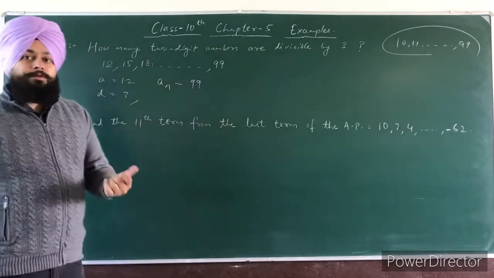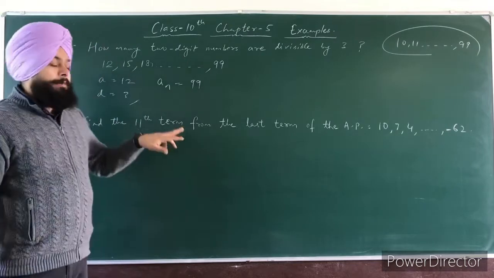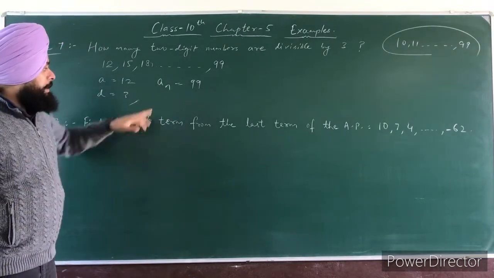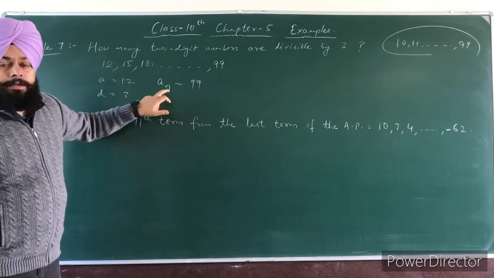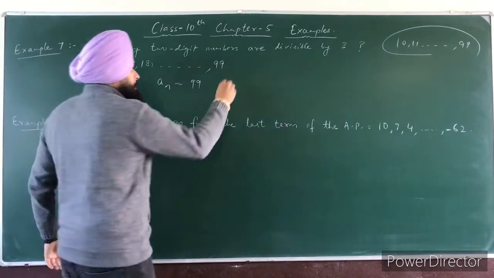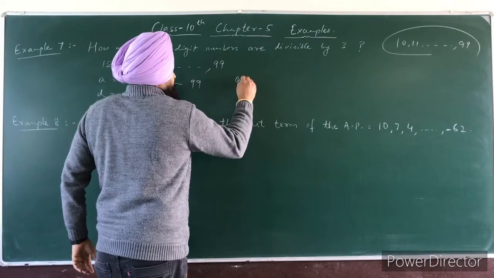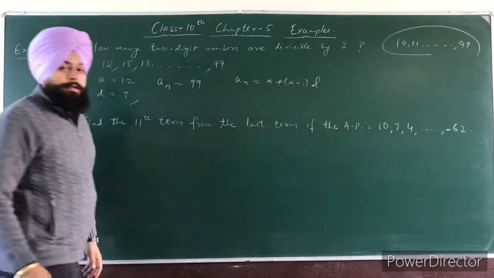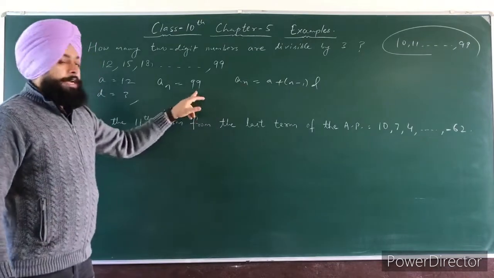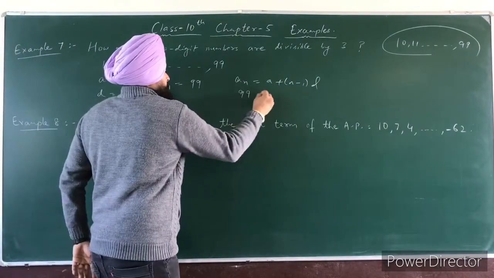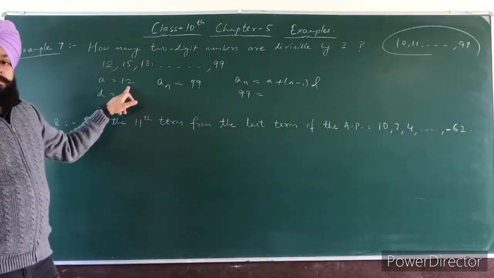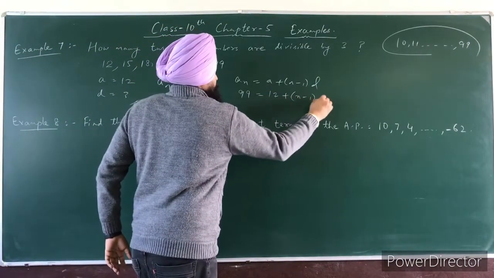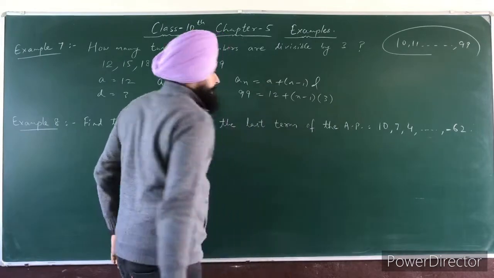ठीक है, जो लास्ट टर्म होती है उसको हम n भी लिख सकते हैं और an भी लिख सकते हैं. You can write here an. It means now you will find the number of terms, you will find here n. Now what is the general formula of an? An is a plus n minus 1 into d. Now the value of an is here 99. What is a? A is the first term. It is 12 plus n minus 1 into d. What is d? D is 3.